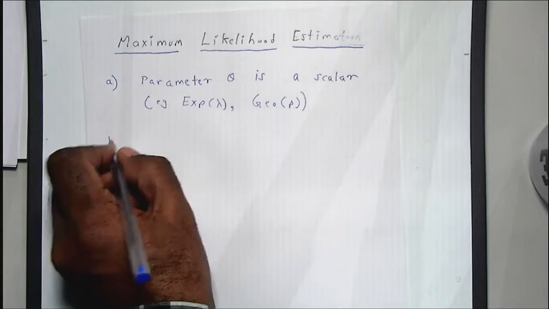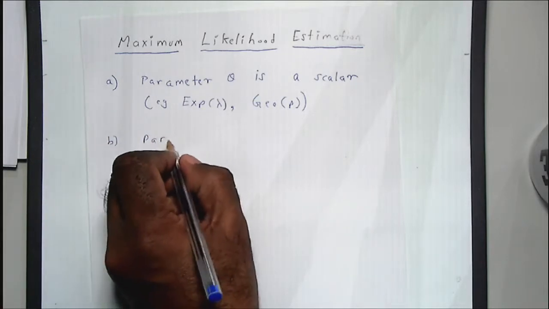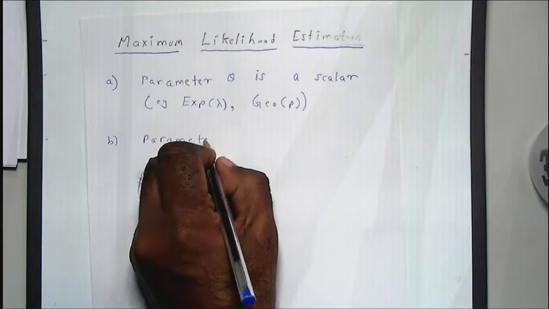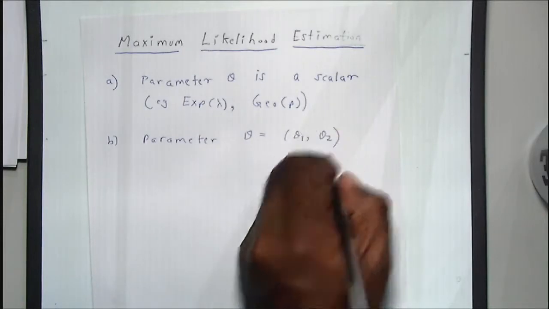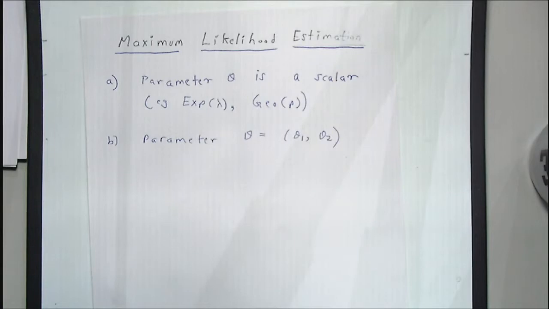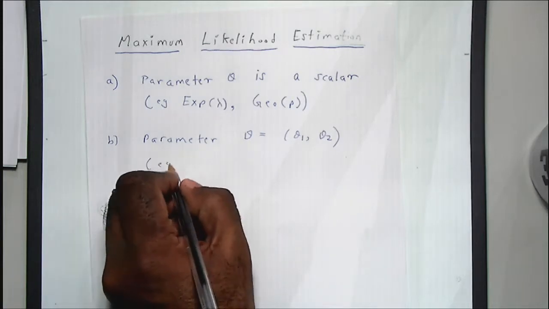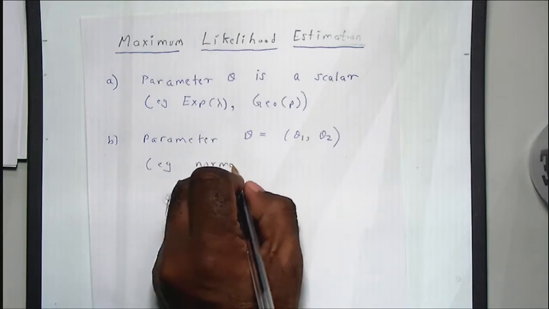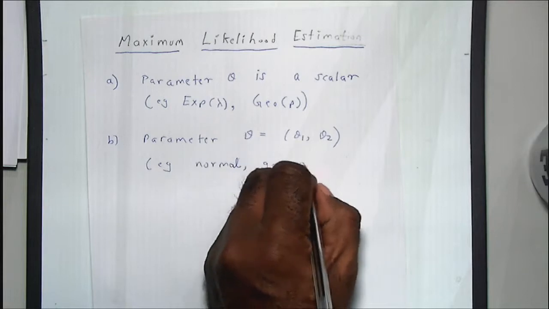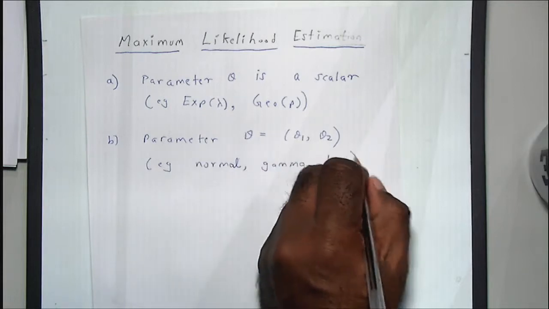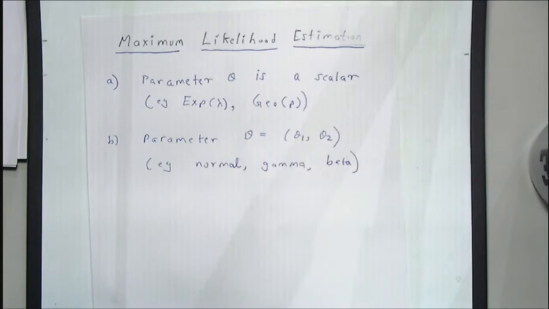Case B is where the parameter theta has two components, theta 1 and theta 2. So examples could include the normal distribution or the gamma distribution or the beta distribution. Each of these distributions has 2 parameters each.